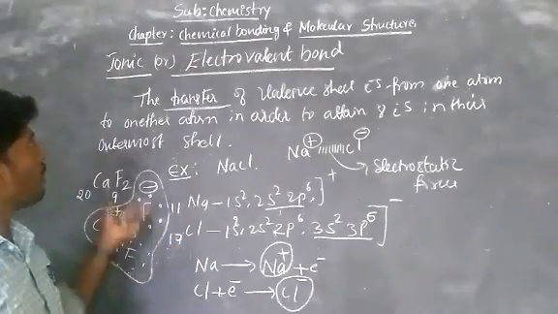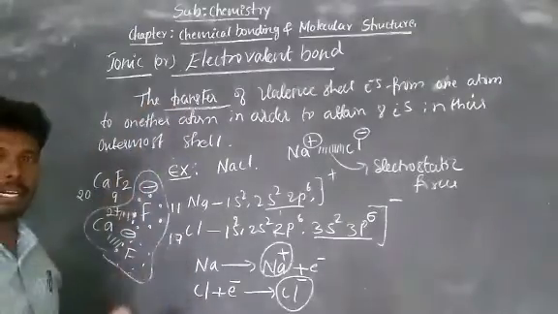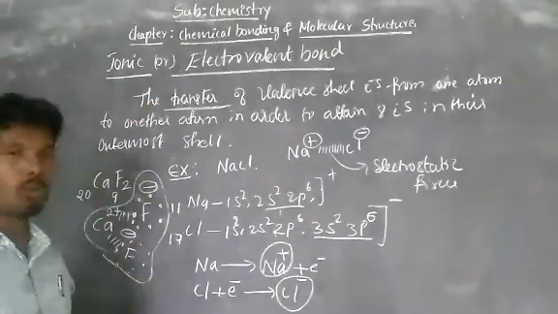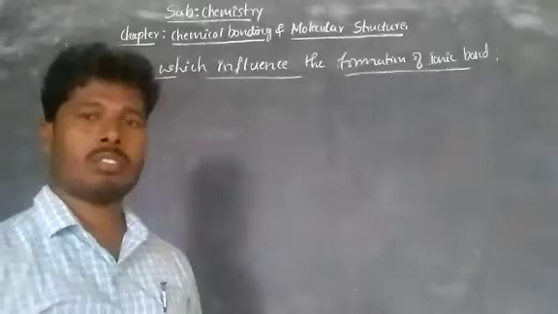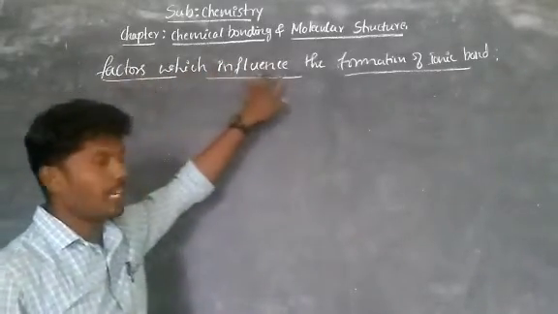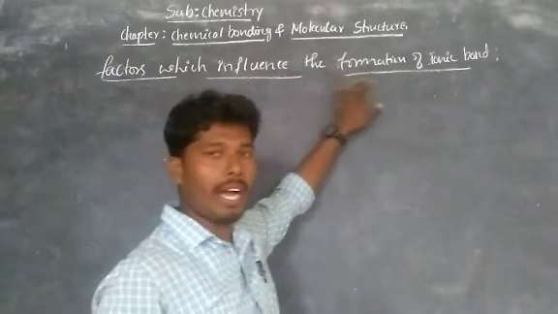Okay, this is the details of ionic bond or electrovalent bond. Right, definition. Then the next concept is factors which influence the formation of ionic bond.